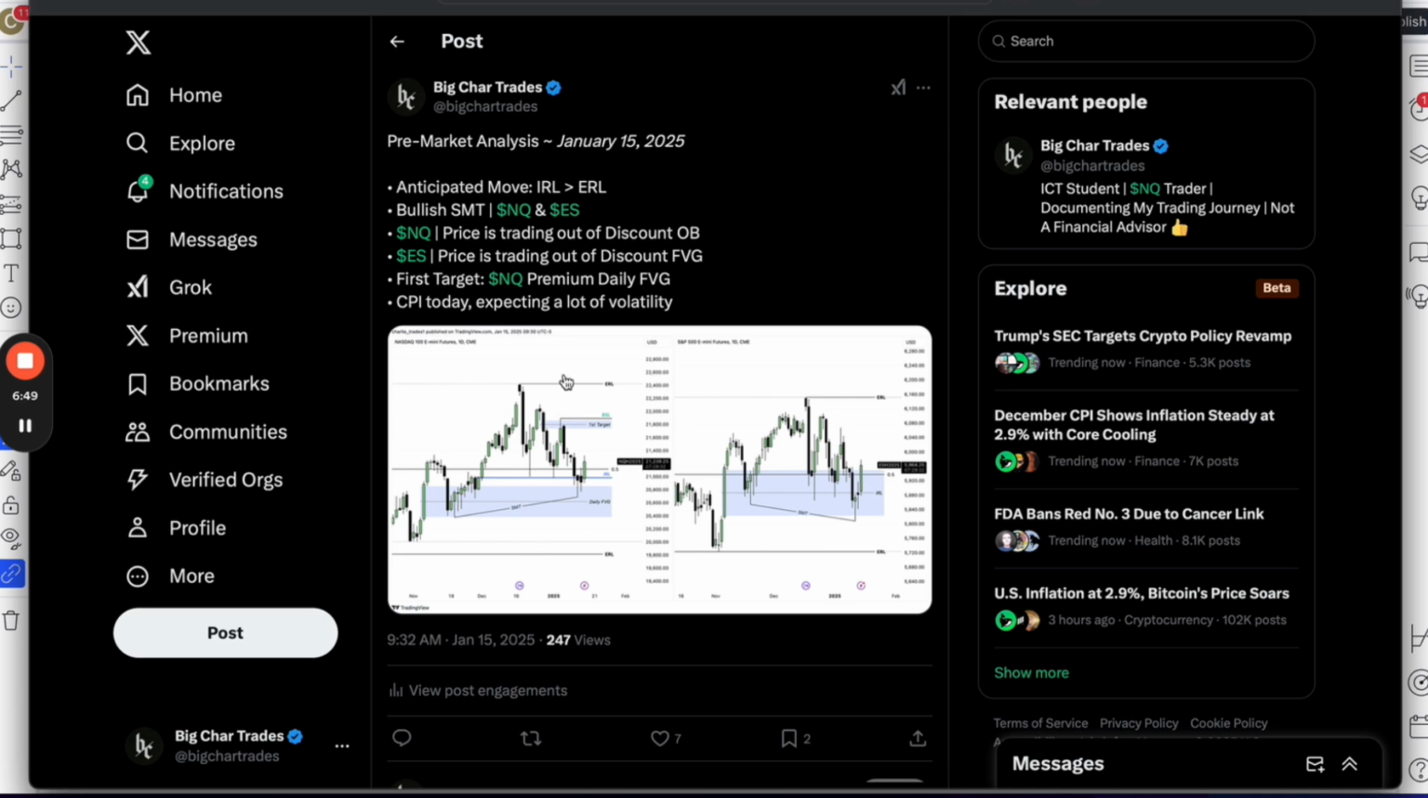On the NASDAQ, price is trading out of this discount order block, right? And then on the ES, price is trading out of this discount fair value gap. Okay, so that first target, like I just said, is the premium daily fair value gap right here, this bearish fair value gap. And my anticipated move is IRL to ERL, as you can see that SMT right here. So this is nice. This is looking nice for a move up for the rest of the week.